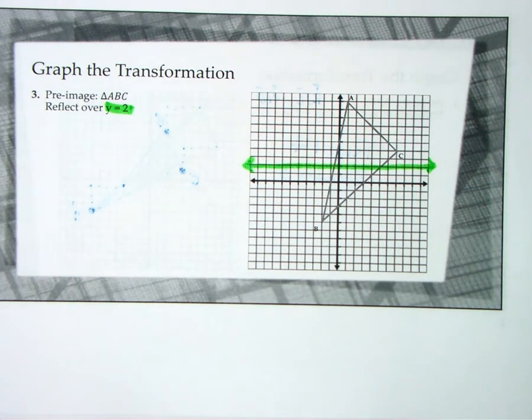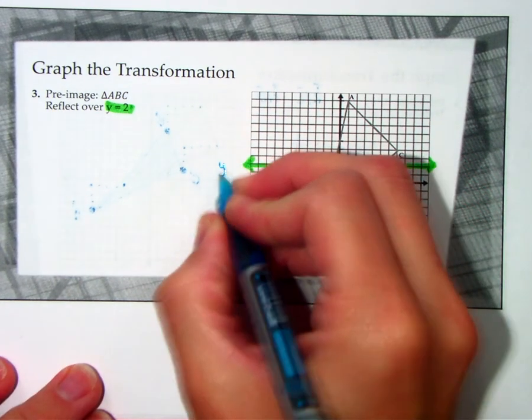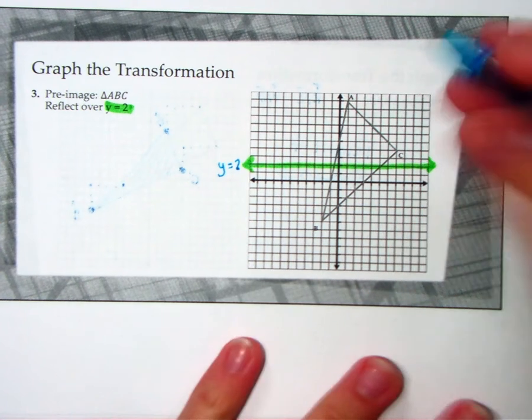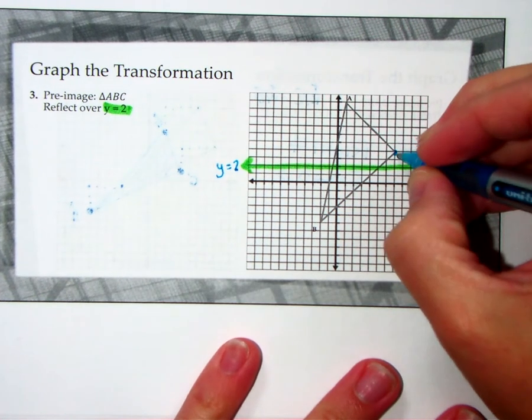That should be in your notes, and you should be using your notes when you take this assessment and making sure that you draw your line in the correct direction. So this is our line y equals 2. Now what we're going to do is we're going to count from any one of the original points to the line. So let's do C first because it's close to the line.